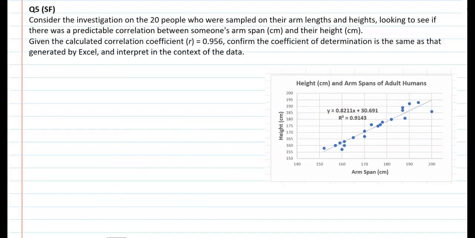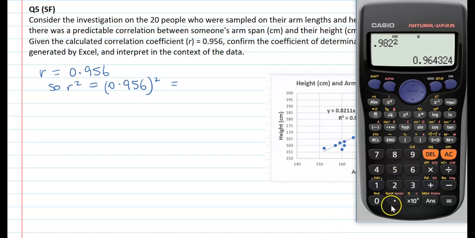In our last example, we're just considering again that investigation where people were sampled on their arm length and height, looking to see if there was a predictable correlation between the arm span and height. Now we calculated by hand a correlation coefficient of 0.956, and we just want to check that the coefficient of determination is the same as that generated by Excel on the graph. So we had an R-squared of 0.9143, and then we have to interpret all of this in the context of the data.